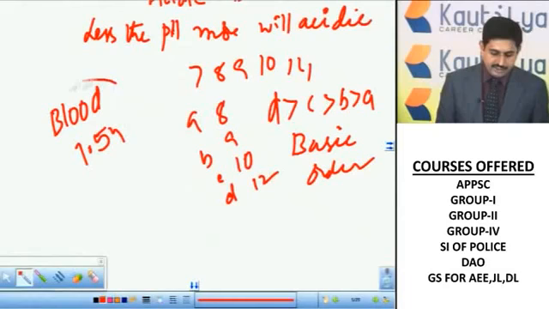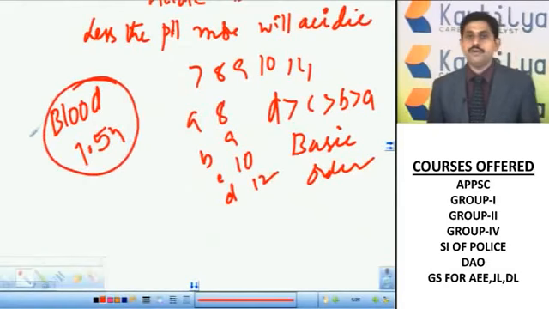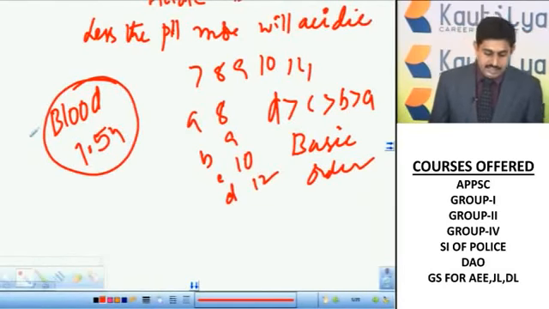7.54. It should always remain constant. pH plays a very important role; even a decimal change in the pH leads to some abnormality in our body. So pH should be maintained.